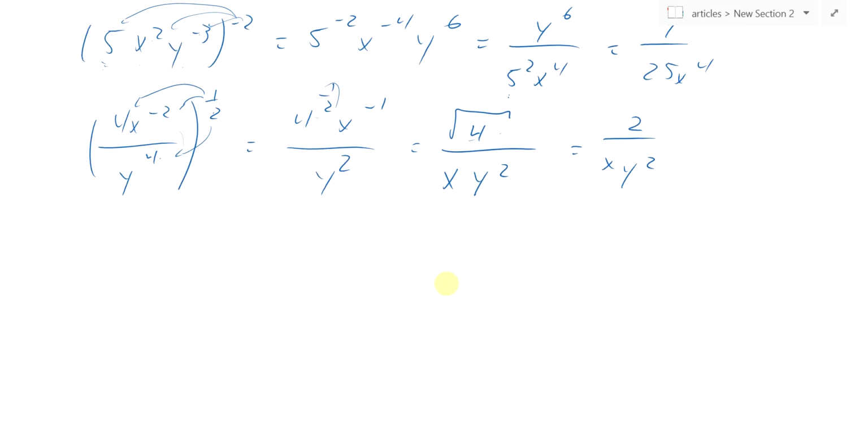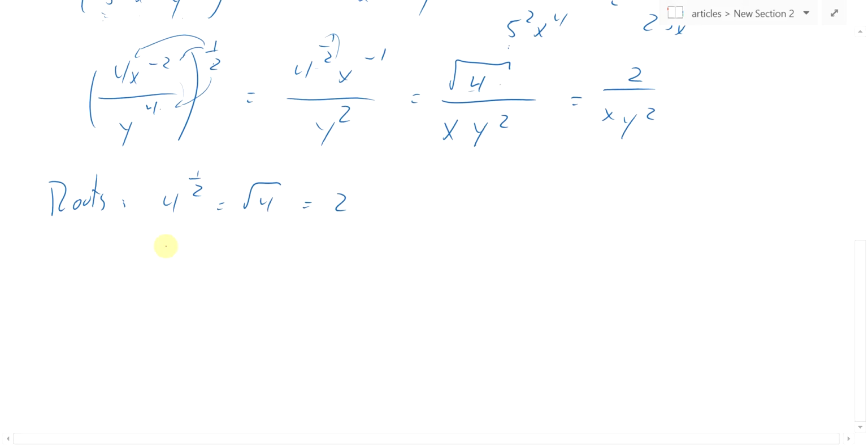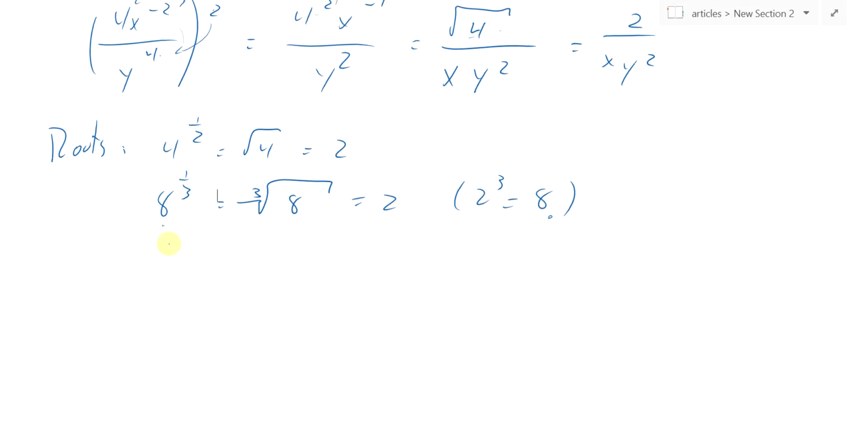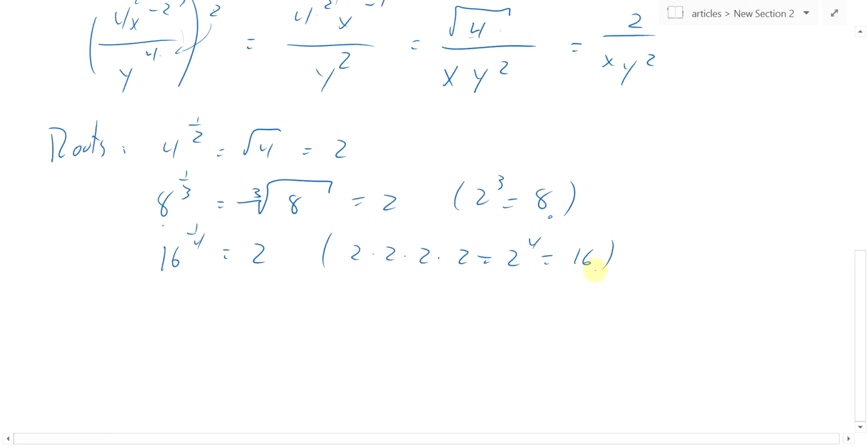Right? So, like we said, 4 to the 1/2, that's square root of 4, that's 2. 8 to the 1/3. Right? You may have seen this written with a little 3 there, a cube root of 8. Well, that's 2, because 2 times 2 times 2, 2 cubed is 8. So 8 to the 1/3 is 2. There are some other roots. The 4th root of 16 is also 2. 2 times 2 times 2 times 2. Well, if you have 4 2's multiplied together, that's 2 to the 4th. And if you actually do the math, it's 16.